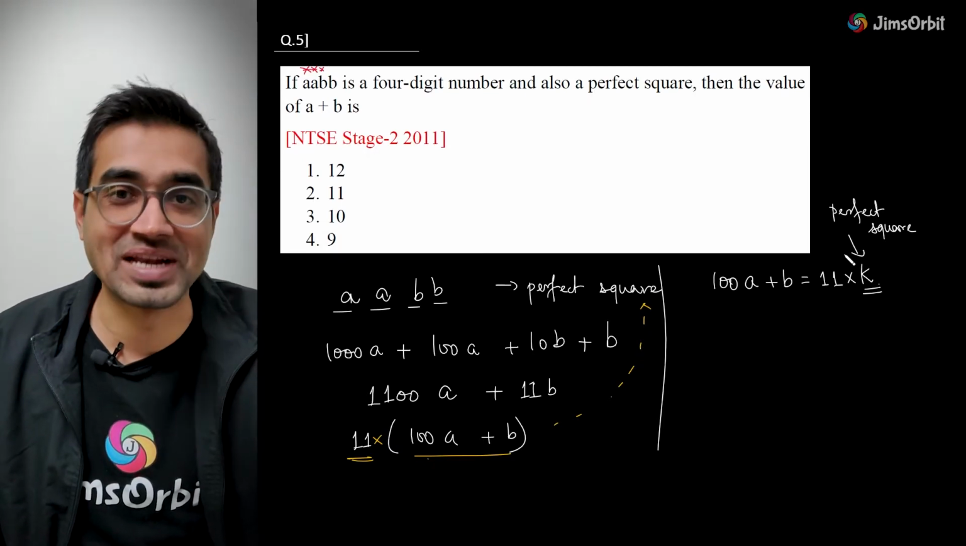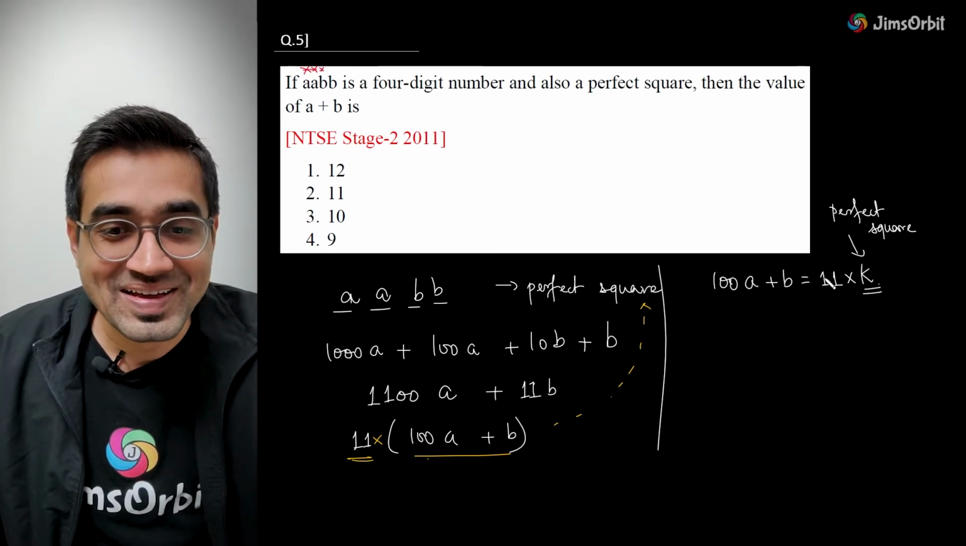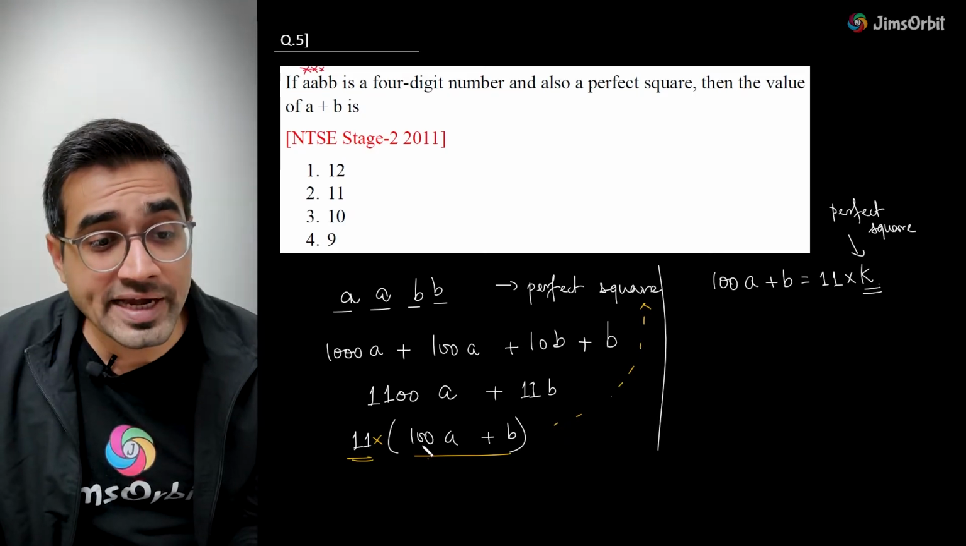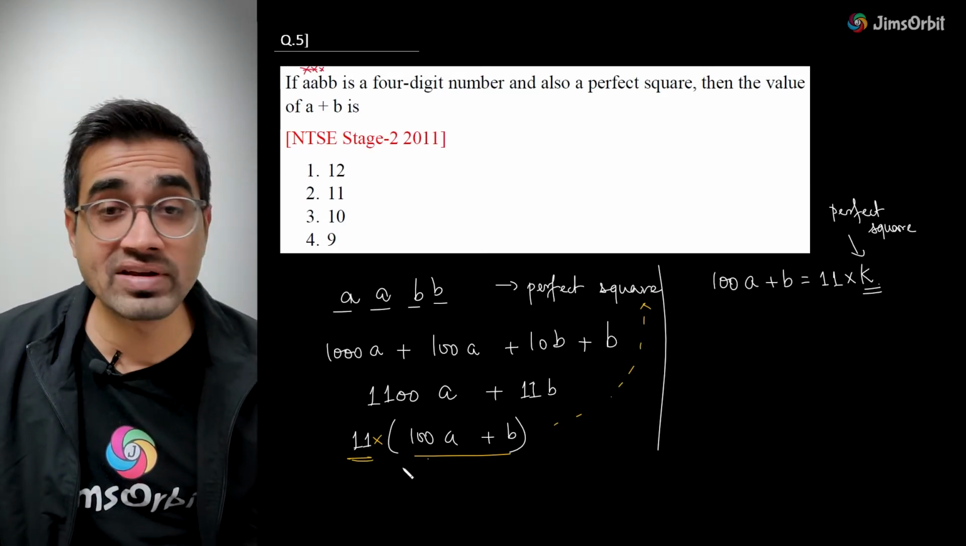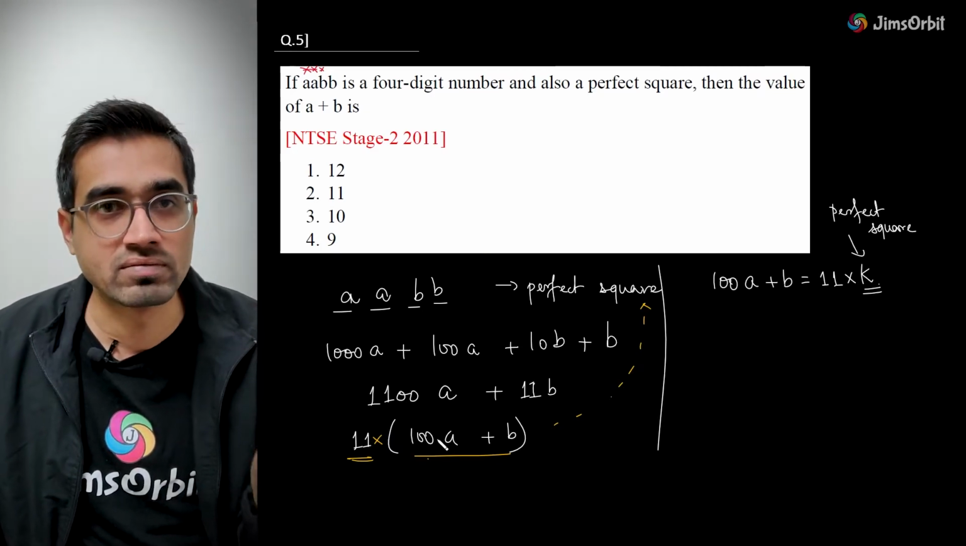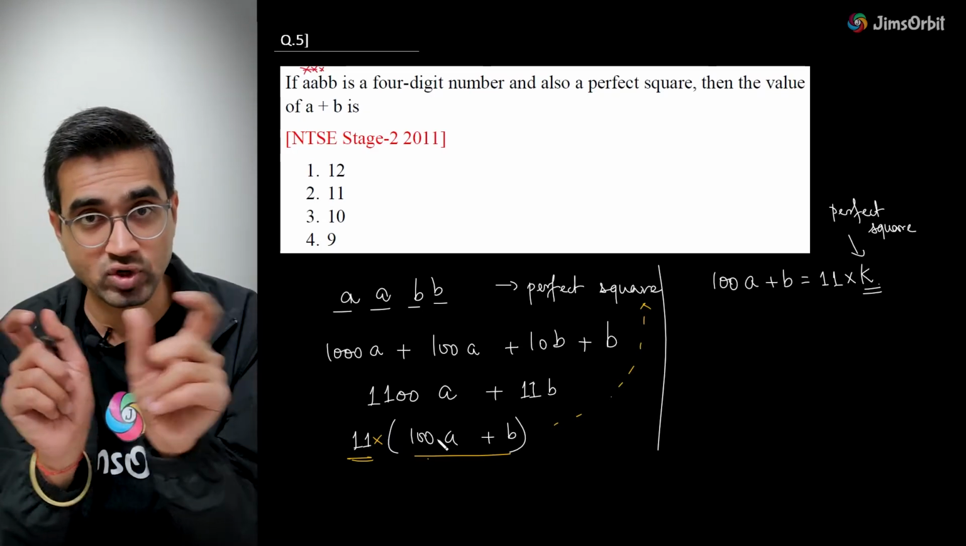How beautiful this question is. Correct, isn't it? So 100A plus B should be a factor of 11. Why? Because I need 2 11s to make it a perfect square, and 11 is a prime number. It is not going to be paired with any other thing. So it's the smallest number. So you need to find the same number for it to make it a pair.